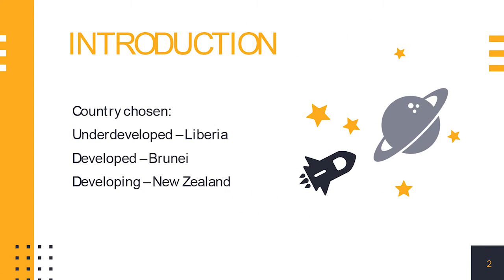So the task given was about the contrast between three countries, where we chose Liberia as an undeveloped country, New Zealand as a developed country, and Brunei as a developing country. These three countries have their own specialties and attractiveness. We choose these three countries to be compared in this task to see the difference about how the country deals with their citizens.